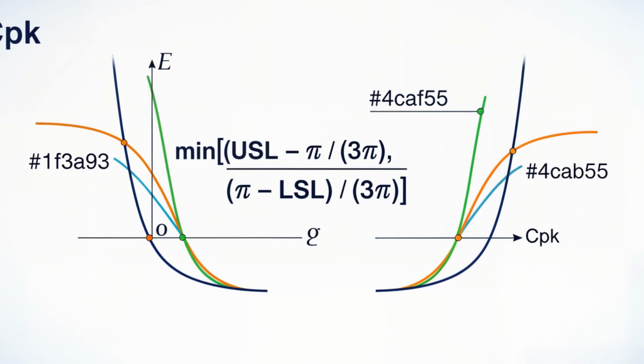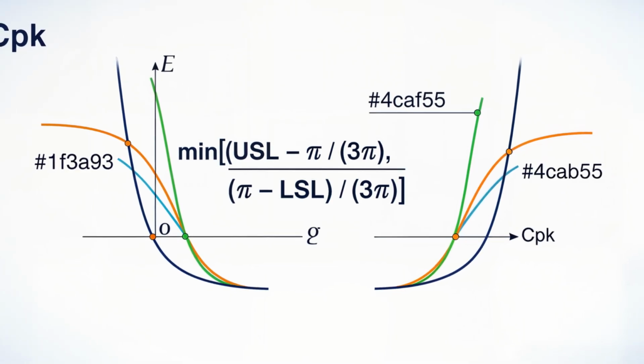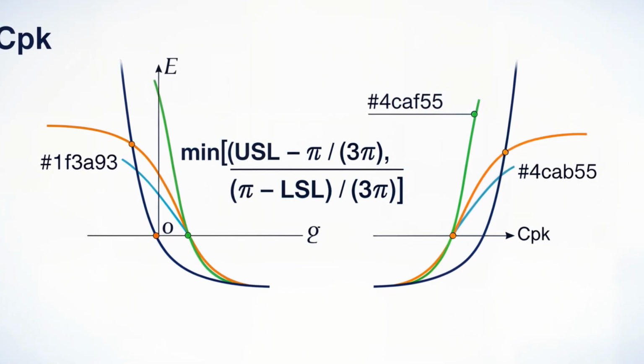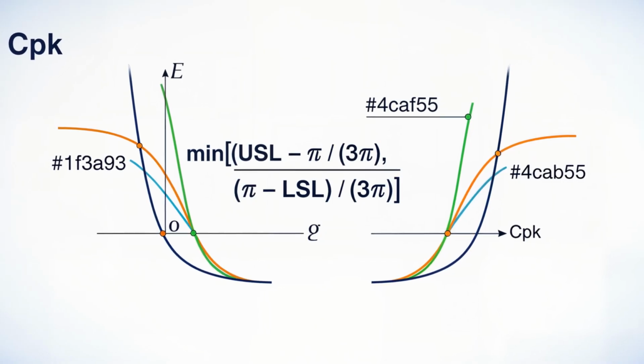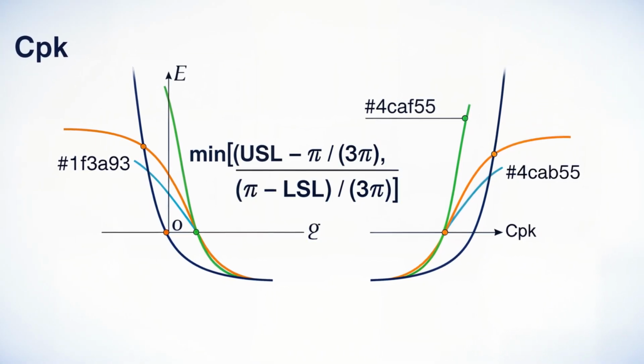But Cpk, now that's where the rubber meets the road. It tells you how your process is actually performing, taking into account where your data is centered. The formula is a bit more complex. Min of USL minus mu, over three sigma, and mu minus LSL, over three sigma. Don't let these formulas scare you. They're your friends in the quest for quality excellence.